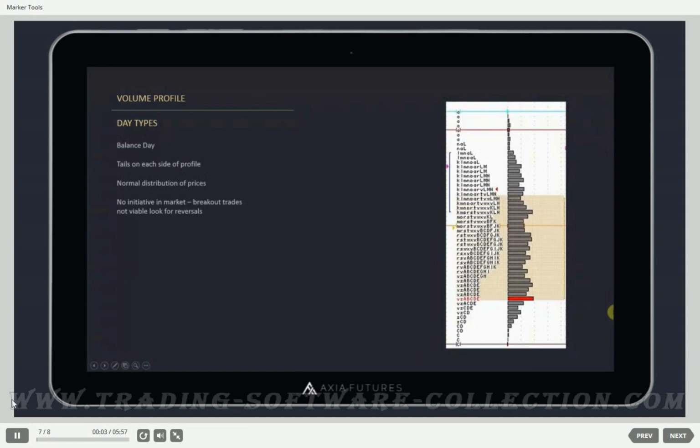Next up, balance day. What you get with a balance day is you see a tail at both ends. You get a buying tail and a selling tail. Also, something that early on you quite often see on a balance day is a break of both sides of the initial balance. So we get it early on, these M prints down here. So you get the M print break, this being the first half hour of the cash.